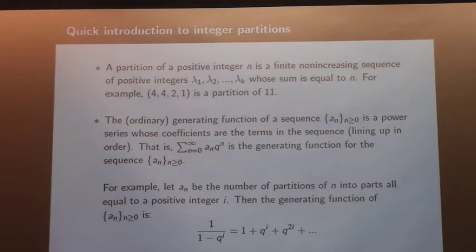So let's say we take i equal to 4. So we are partitioning integer n into parts all equal to 4. So we have 1 plus q to the 4 plus q to the 8, etc. So why do we not have a q to the 5 term? Well, that's simply because we cannot partition 5 into parts all equal to 4. We can only partition an integer that's a multiple of 4 into parts all equal to 4. All right.